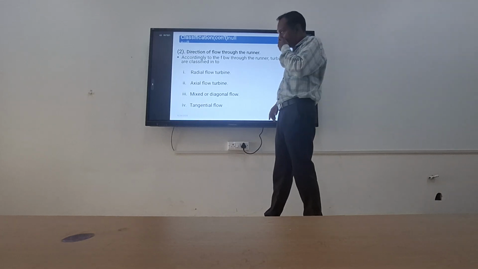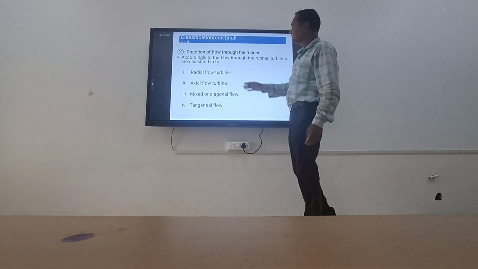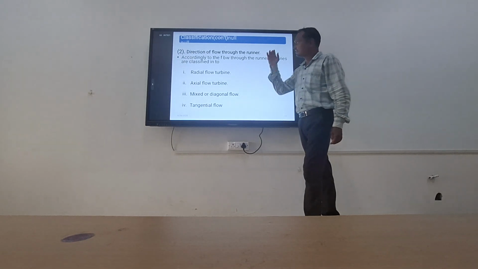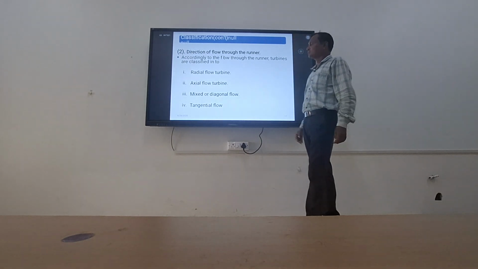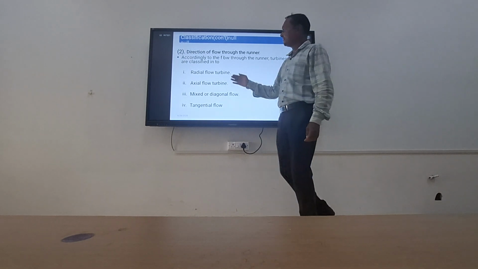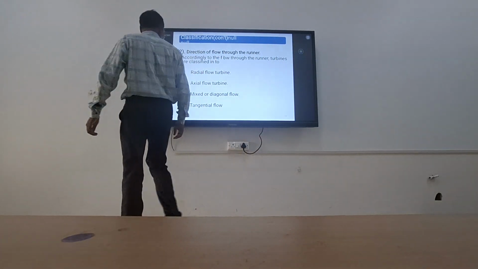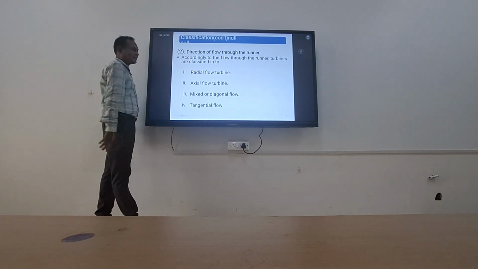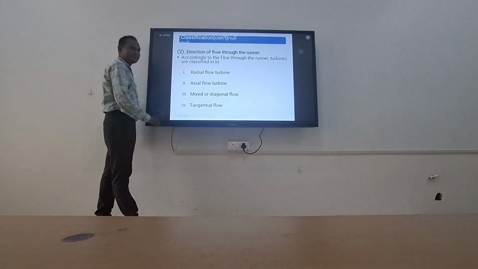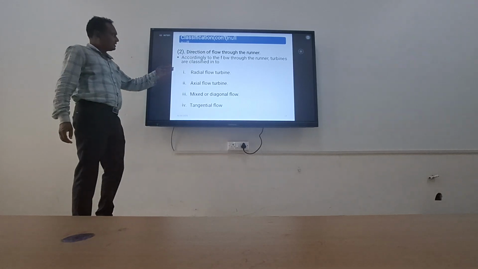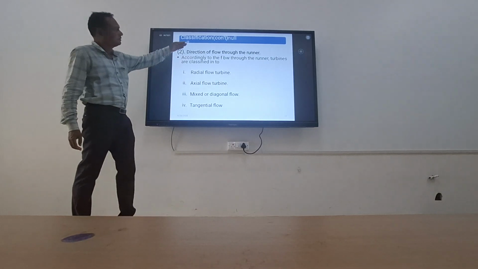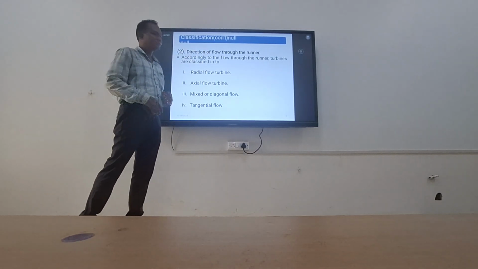So next we come to the second part, according to the direction of flow through the runner. What is the direction in which the water is flowing through the runner? According to that, turbines can be classified as radial flow, axial flow, mixed or diagonal flow, and tangential flow. You can divide turbines into four categories according to the direction of flow through the runner.